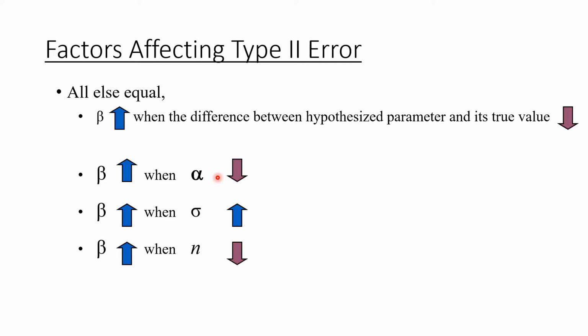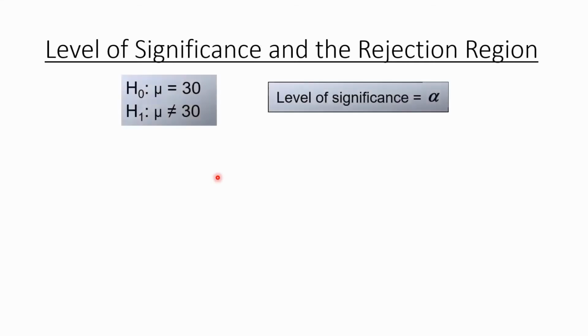So, let's have a look at this graphically, the level of significance and the rejection region. Consider the example of the diameter of that bolt, where the population mean of the diameter of that bolt is 30. Your null hypothesis is mu equals 30 and your alternative hypothesis is mu not equal to 30.